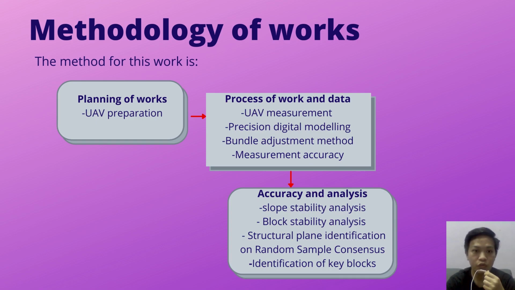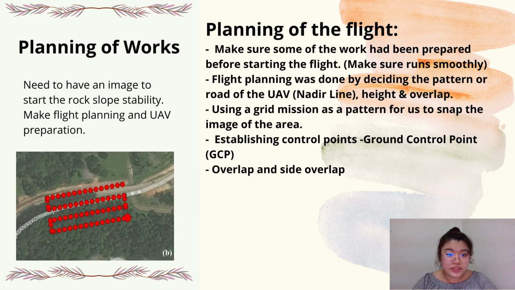Next, methodology of work. The method for this work is, first, planning of work, which contains UAV preparation. Second, process of work and data. It includes UAV measurement, precision digital modeling, bundle adjustment method, and measurement accuracy. Lastly, accuracy and analysis: slope stability analysis, block stability analysis, structural plane identification on random sample consensus, and identification of key blocks.